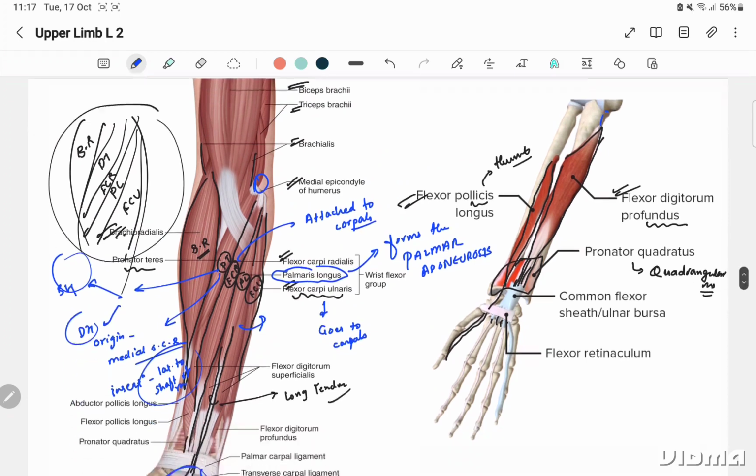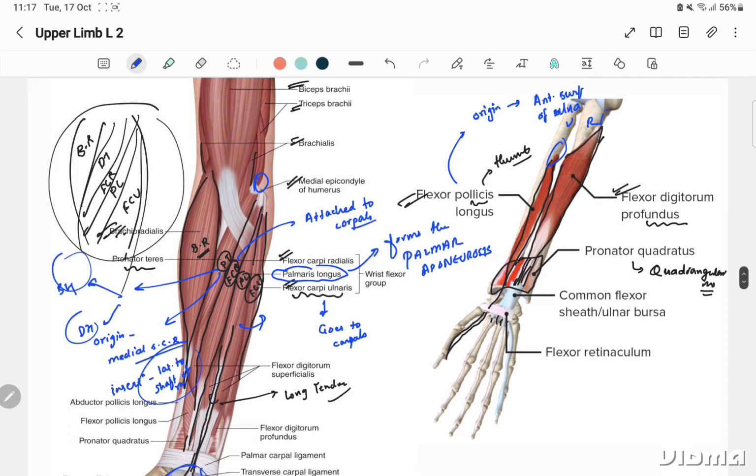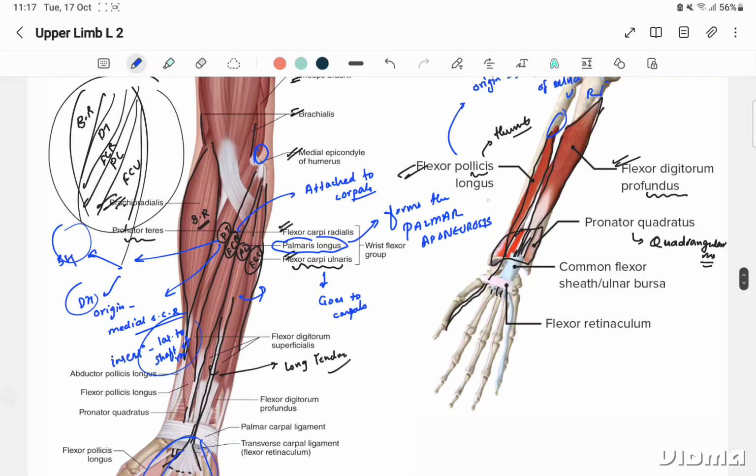Let's discuss the deep muscles. We have the flexor pollicis longus. Flexor pollicis longus originates from the anterior surface of the ulna. This is the ulna, this is the radius. It originates from the anterior surface of the ulna, and goes to the thumb, the pollicis. Then we have the flexor digitorum profundus and the pronator quadratus, which is the deepest muscle. I have said that.